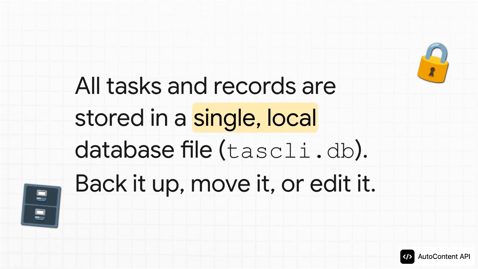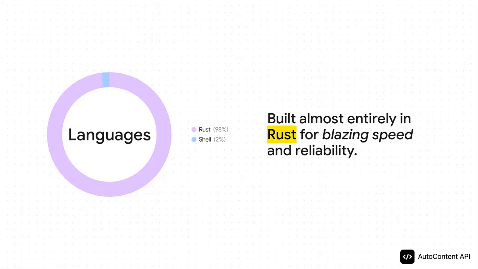And that control goes all the way down to your data. Everything you put in is saved in one single file, right there on your computer. You can copy it, back it up, move it. Heck, you can open it up and look at it yourself. It's your data, and you can do whatever you want with it. For any of you who are curious about the tech behind this, it's built almost entirely in a language called Rust. And all you really need to know is that Rust is all about speed and reliability. It means this tool is going to be rock solid and lightning fast, which is exactly what you need for something you're using every single day.